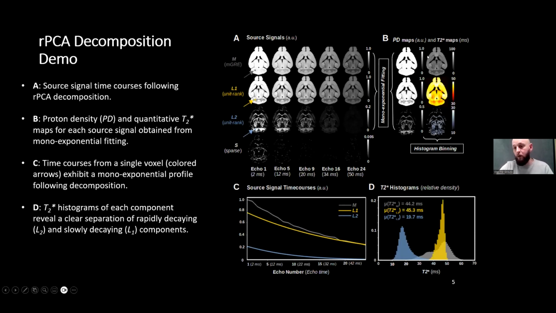And if you analyze the corresponding T2 star maps and bin them as histograms, you can see that based on the histogram distribution of T2 stars within these T2 star maps, the L2 components are considerably shorter than the L1 component, suggesting that something is being split here. And then finally, if you look at an individual voxel in panel C, you can see that the MGRE signal M in gray is being decomposed into this slowly decaying and rapidly decaying signal.